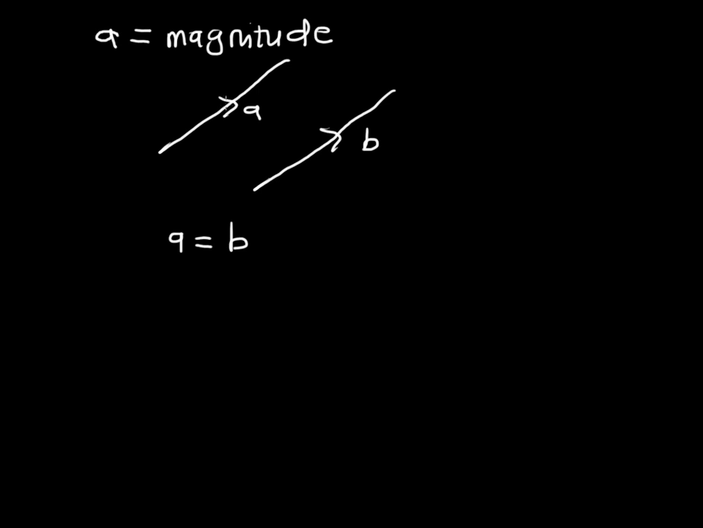So they should be going in the same direction, which is represented by this arrow, and also they should have the same length. So this can be 5 centimeters, and they should also be 5 centimeters. This arrow can be pointing to the north, and this arrow should also be pointing to the north if they are equal vectors. And when this condition is met, we can say that these two vectors are equal.